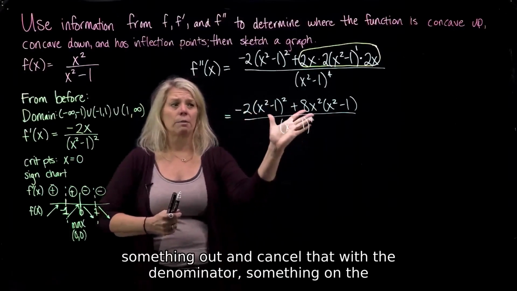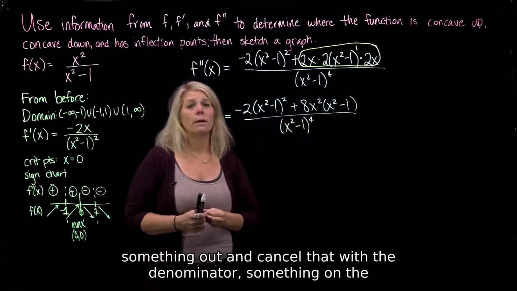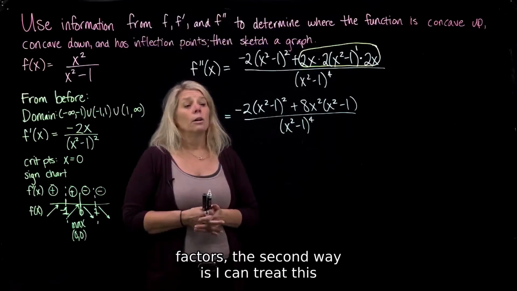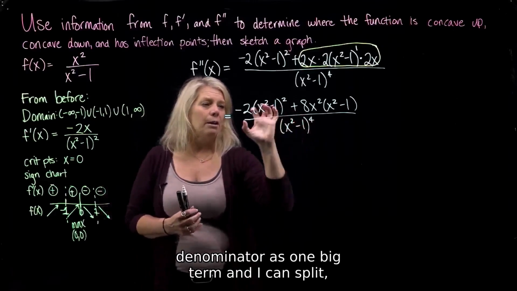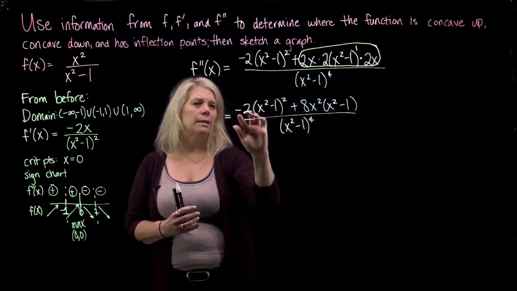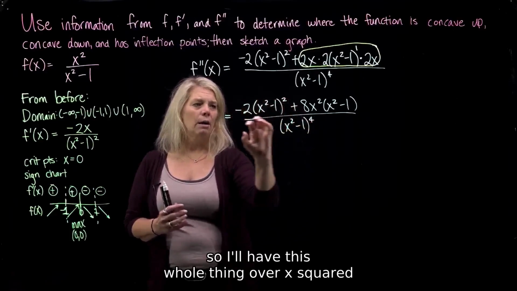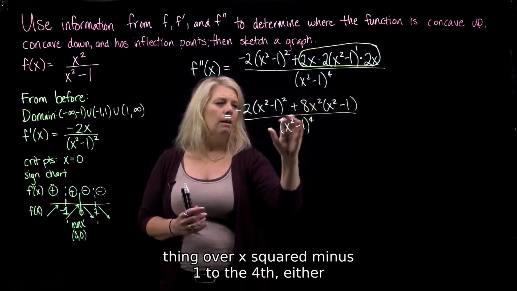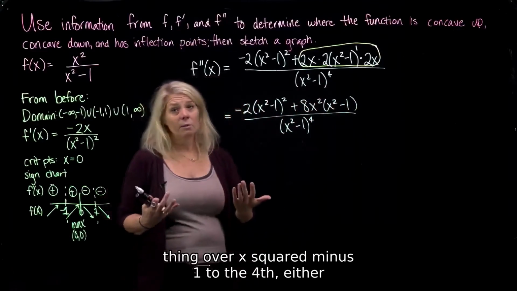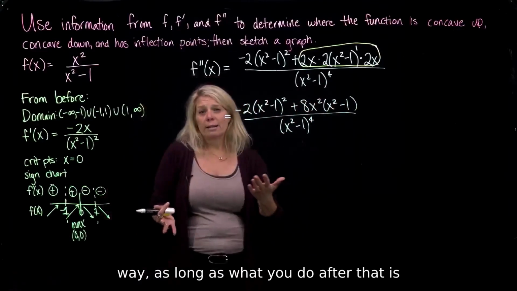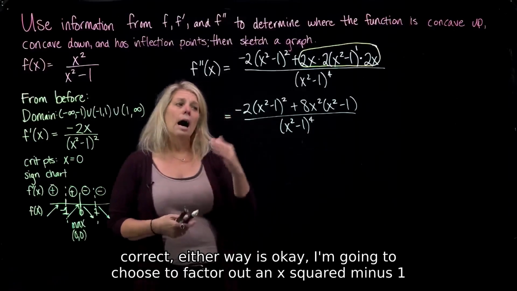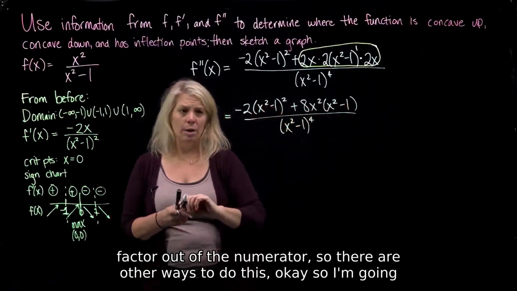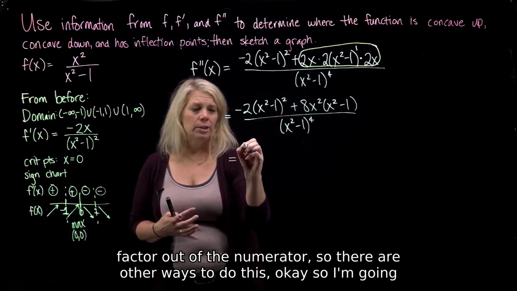One is I can factor something out and cancel that with the denominator, something on the denominator that is matching factors. The second way is I can treat this denominator as one big term and I can split. So I'll have this whole thing over x squared minus 1 to the 4th and then plus this whole thing over x squared minus 1 to the 4th. Either way, as long as what you do after that is correct, either way is okay. I'm going to choose to factor out an x squared minus 1 factor out of the numerator. So there are other ways to do this.